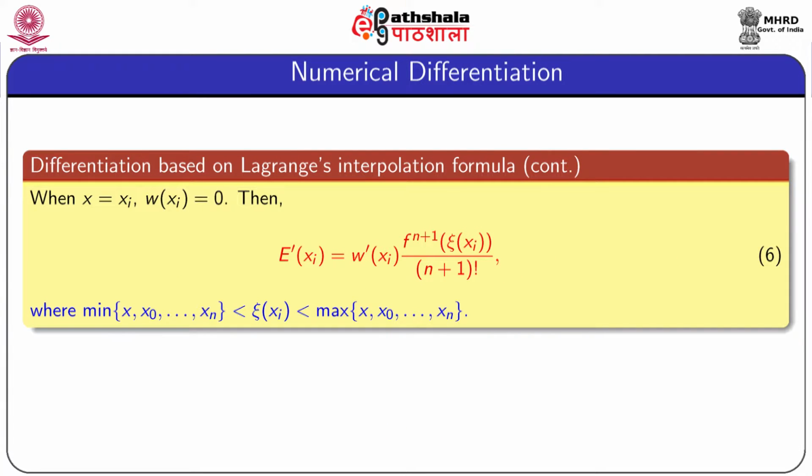In particular, when x equals xi, W xi equals 0, and in this case the error at any arbitrary point xi is equal to W prime at xi into the n plus 1 derivative of f at xi, divided by factorial n plus 1, where xi lies between the max and min values of x0 to xn and x. So, this expression gives the error when x is the given argument.